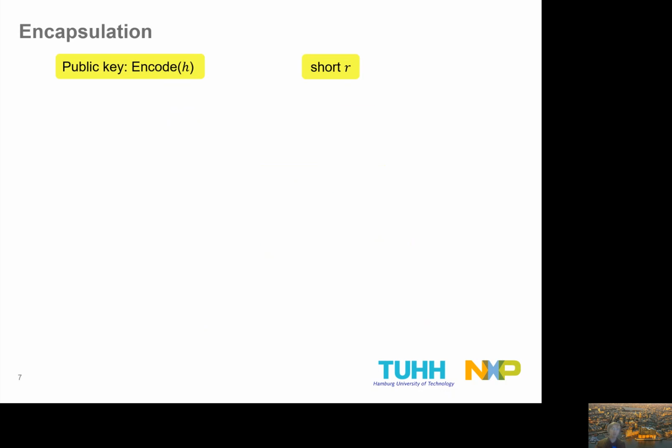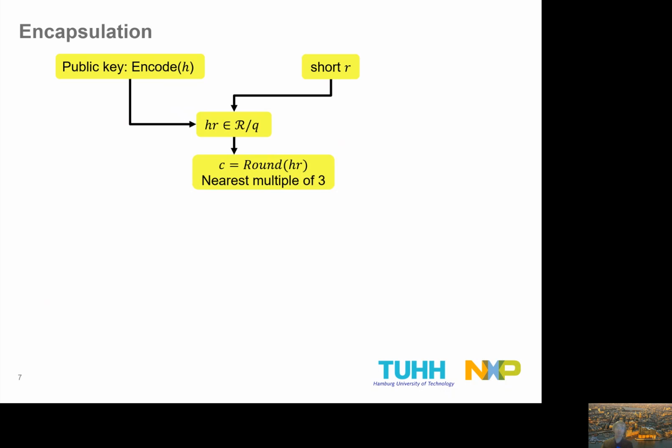For the encapsulation, we of course first have to have a public key, and then we generate a short polynomial called r. This r is then multiplied with the polynomial h in Rq. We then take the resulting polynomial and round each individual coefficient to the nearest multiple of 3, and call this polynomial C. After that, we first again hash the encoded public key to get the public key hash.